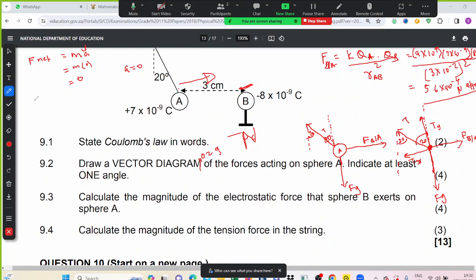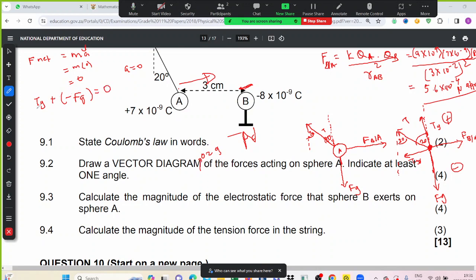Yes. If I'm adding Ty, which I will take upwards as positive, and I'll take downwards as negative, I'm saying Ty plus, and then I will take downwards as negative, which is Fg. Fg is the weight, so it would be minus Fg. This would add up to 0.